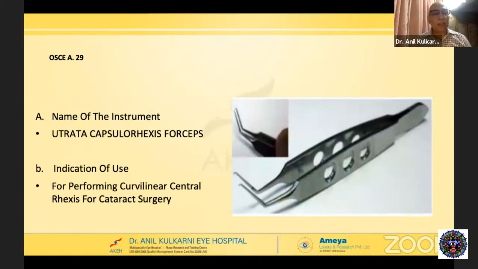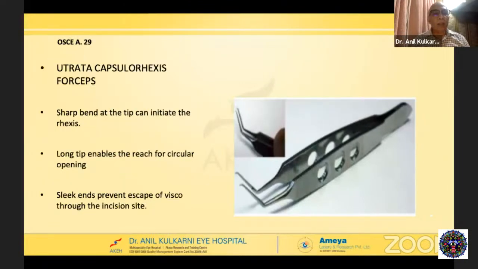So the name of the instrument is Utrata Capsulorhexis Forceps. Indication is for performing curvilinear central rhexis before the cataract surgery, whether it is SICS or Phaco. There is a sharp bend at the tip here, which can initiate the rhexis by just putting on the anterior capsule, and the long tip enables the reach for circular opening throughout the anterior chamber.